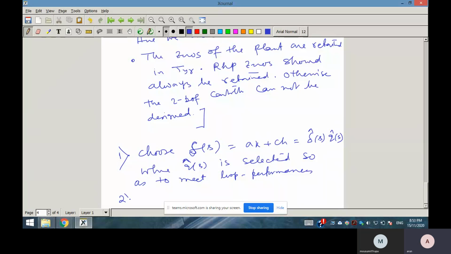So set Q S equal to alpha into Q hat S. So if you set like this, then what will happen?